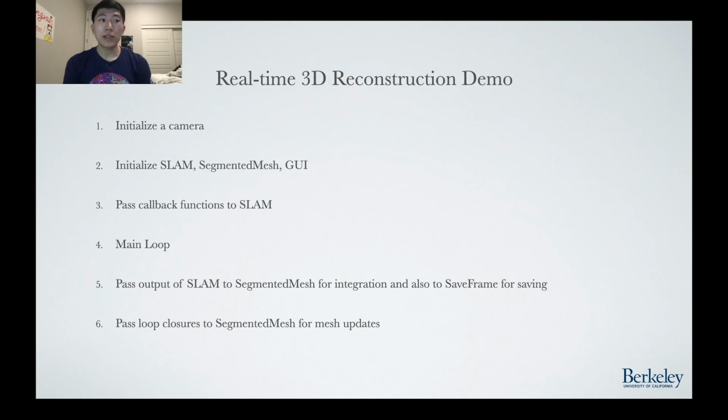When the output of SLAM is received and a pose has been estimated for a new frame, it is passed into segmented mesh for integration. It is also passed to SaveFrame for saving, to be reconstructed later offline. Loop closures are also detected from the SLAM system, and the transformation of older mesh blocks inside segmented mesh are updated accordingly.